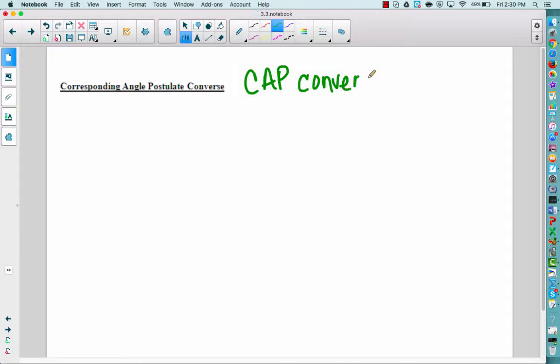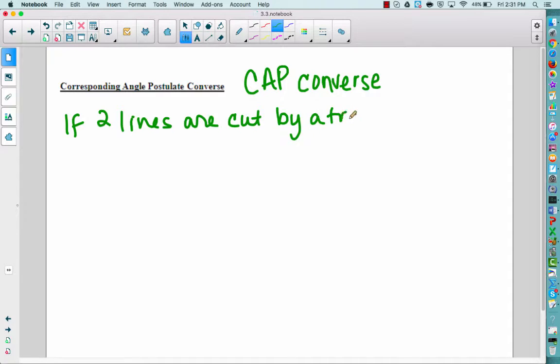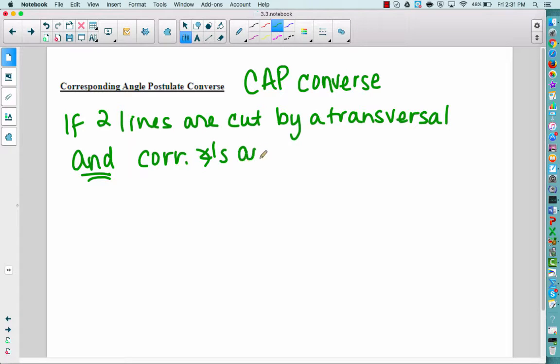Why is it the converse? Well, the corresponding angle postulate says if two parallel lines are cut by a transversal, then corresponding angles are congruent. The corresponding angle postulate converse is the flip of it. If two lines are cut, not two parallel lines, if two lines are cut by a transversal, and corresponding angles are congruent, then guess what?